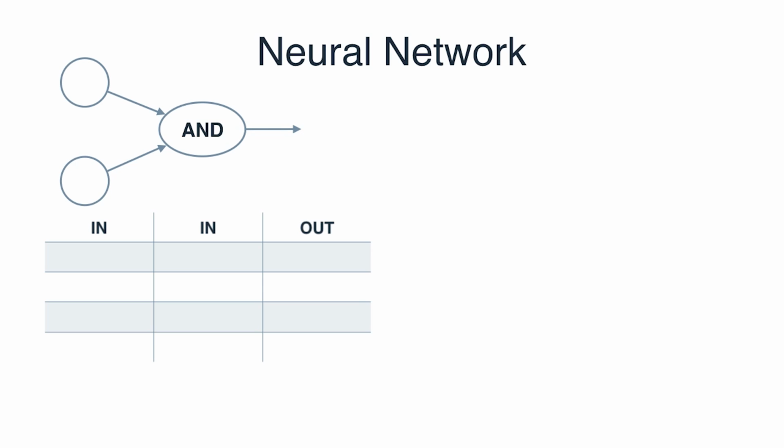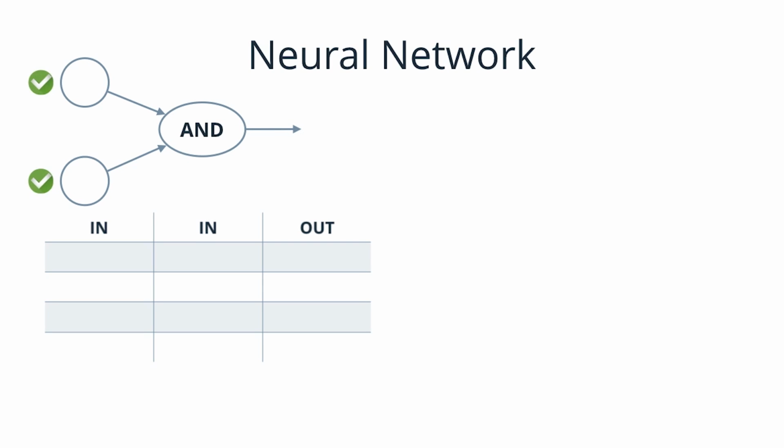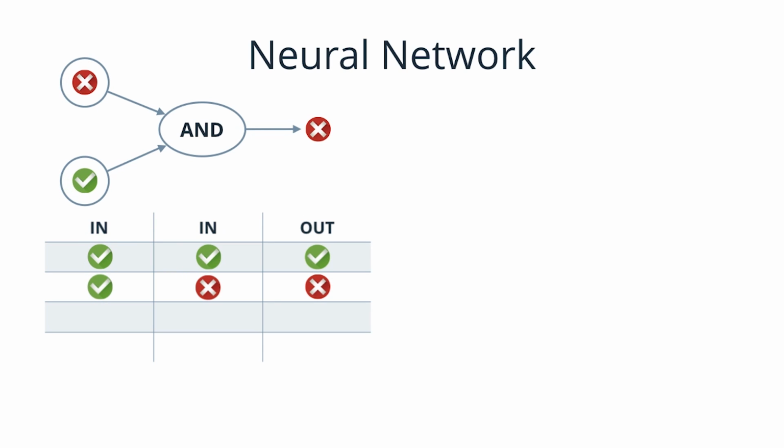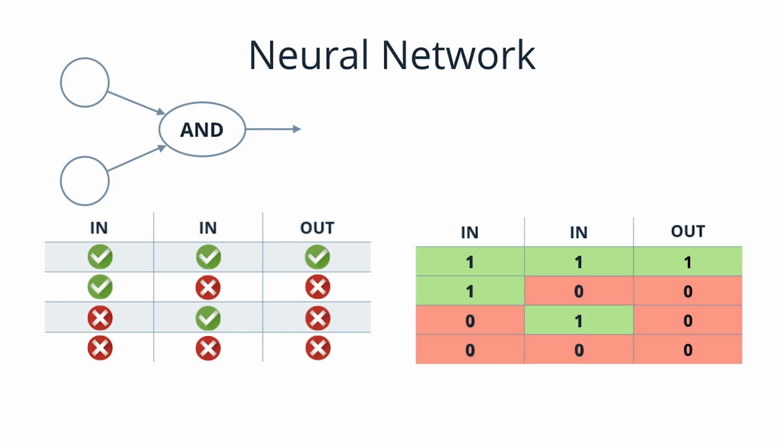So let's look at the AND operator in more detail. Let's actually make a little table of what goes in and what goes out. In the AND operator, if we input a yes and a yes, we get a yes. If we input a yes and a no, we get a no. If we input a no and a yes, we get a no. And finally, if we input a no and a no, we get a no. Now we can think of a yes as a 1 and a no as a 0. In that case, our table turns into this other one.